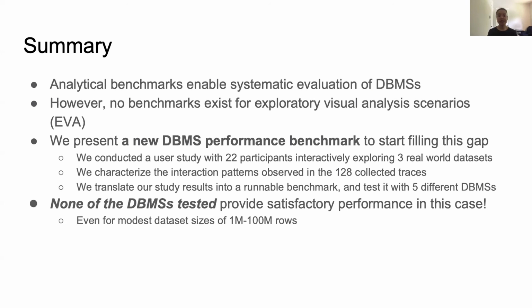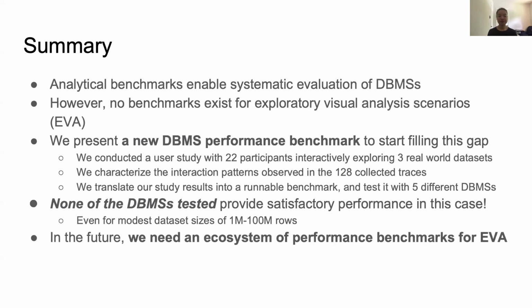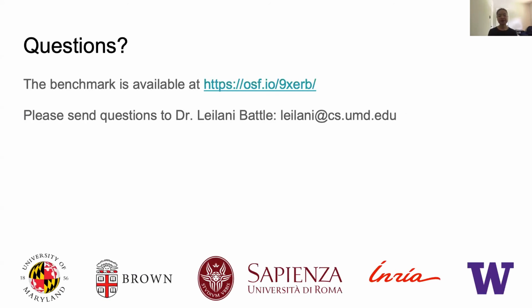We find that none of the DBMSs tested provide satisfactory performance for cross-filter use cases, even with a modest data set size of 100 million rows. And in the future, we argue that we need an ecosystem of performance benchmarks for EVA, not just one benchmark.